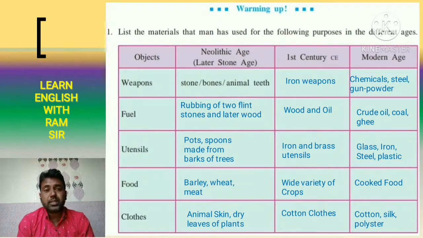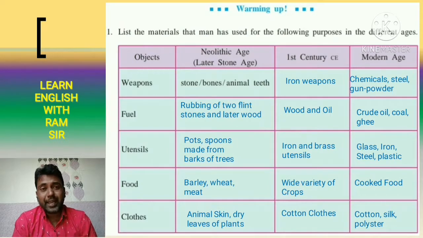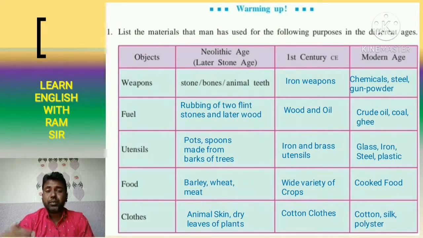The first one is the Neolithic age. Neolithic means later Stone Age. This is the period which is after the Stone Age. And after that, we have to think about the first century CE. And in the last column, you have to think about the modern age or modern era. So let's see the first point here, that is weapons. Which kind of weapons did these people use?